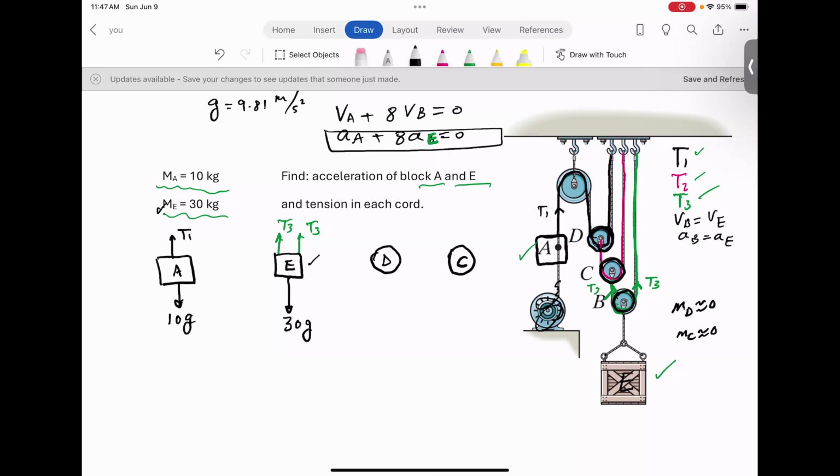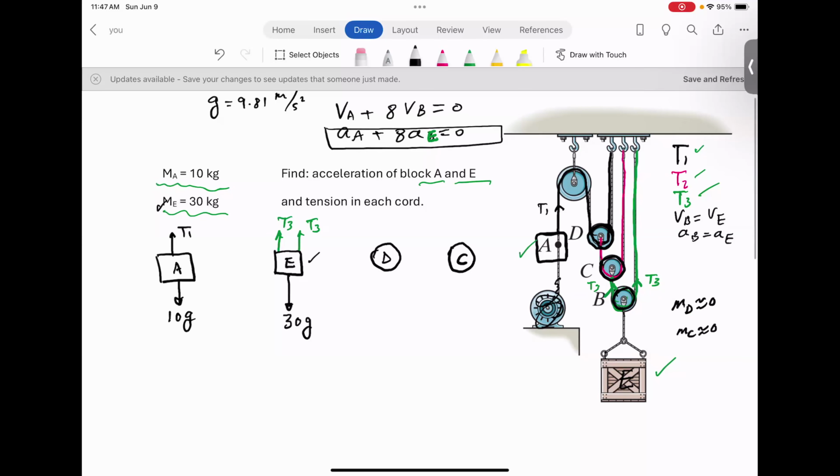All right. So what does that mean? So let me show you. Look at pulley D, guys. There are two segments of the cord T1 attached to it. You see T1 here, right? And then what do we have? We have in red T2 here, right?